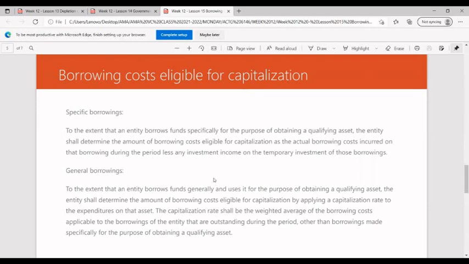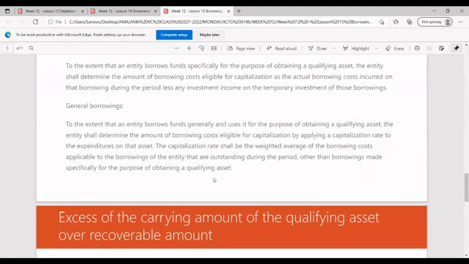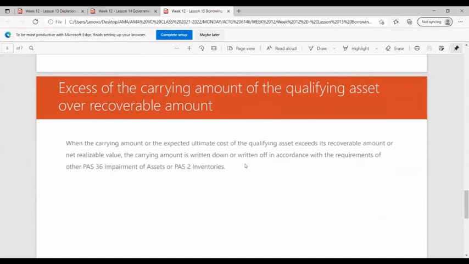those borrowings. For general borrowings, to the extent that an entity borrows funds generally and uses them for the purpose of obtaining a qualifying asset, the entity shall determine the amount of borrowing costs eligible for capitalization by applying a capitalization rate to the expenditure on that asset. The capitalization rate shall be the weighted average of the borrowing costs applicable to the borrowings of the entity that are outstanding during the period, other than borrowings made specifically for the purpose of obtaining a qualifying asset.